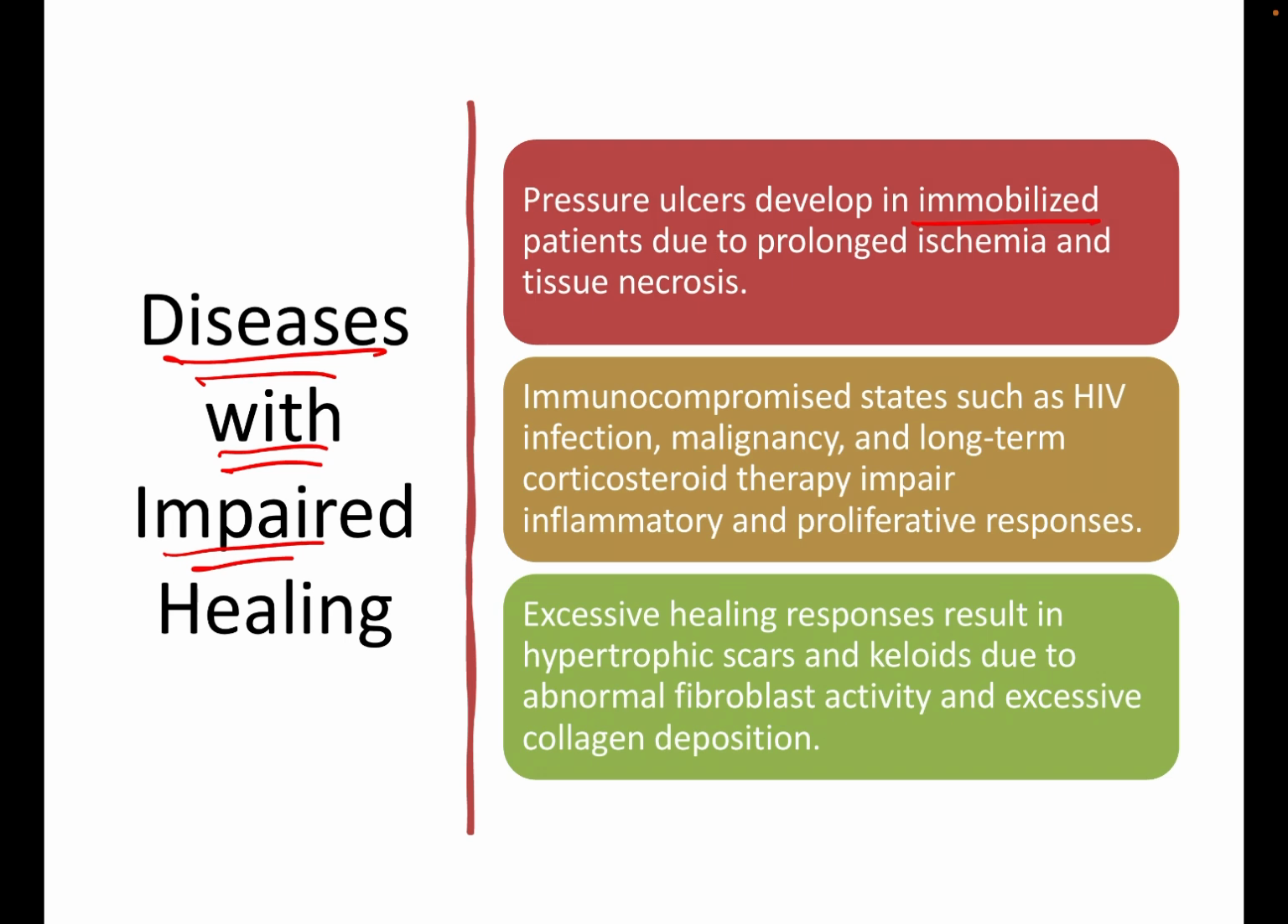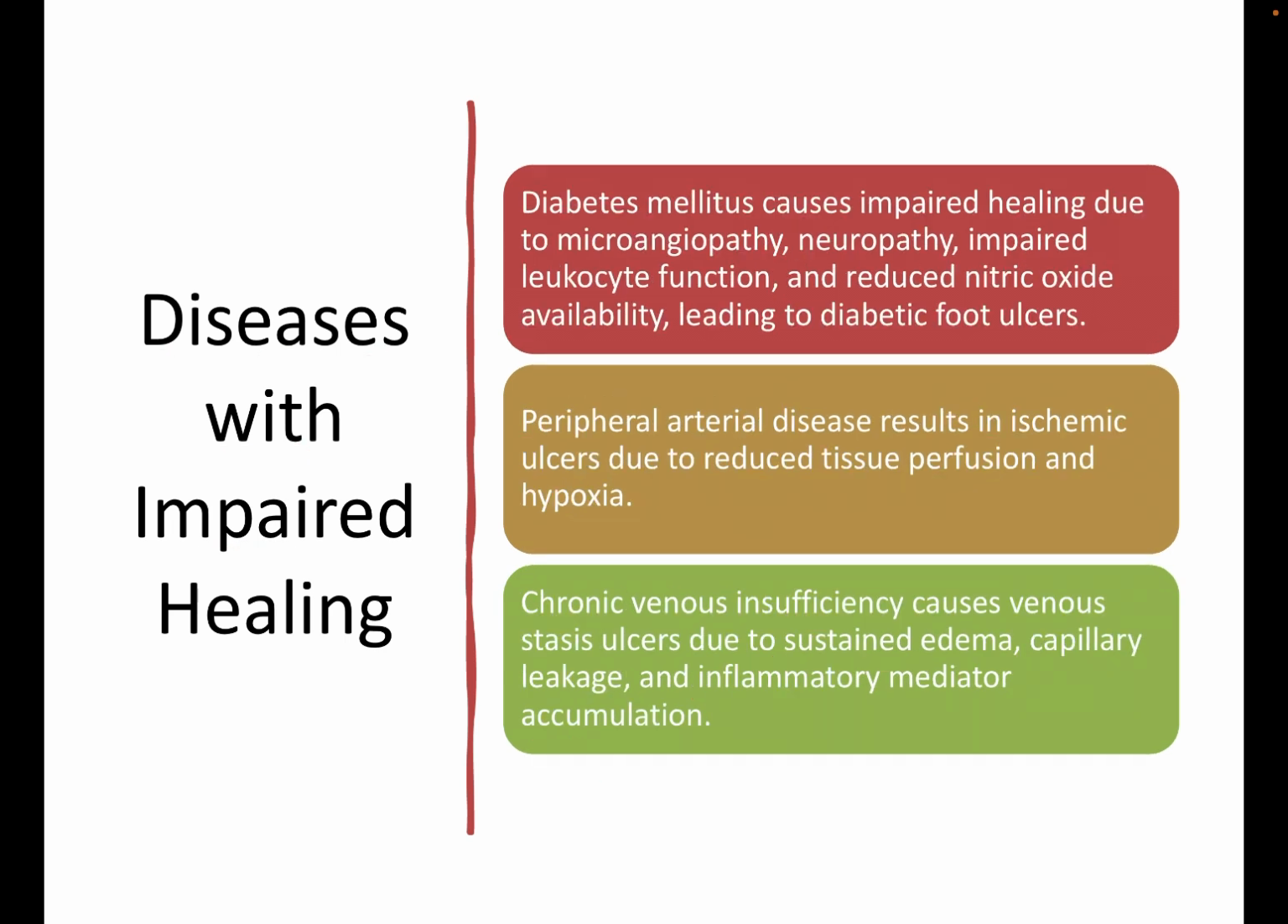Diseases with impaired healing. Pressure ulcers develop in immobilized patients due to prolonged ischemia and tissue necrosis. Immunocompromised states such as HIV infection, malignancy and long-term corticosteroid therapy cause impaired inflammatory and proliferative response. Excessive healing response results in hypertrophic scars and keloids due to abnormal fibroblast activity and excessive collagen deposition. In diabetes mellitus, impaired healing is due to microangiopathy, neuropathy, impaired leukocyte function and reduced nitric oxide availability, leading to diabetic foot ulcer. Peripheral arterial disease results in ischemic ulcers due to reduced tissue perfusion and hypoxia. Chronic venous insufficiency causes venous ulcers due to sustained edema, capillary leakage and inflammatory mediator accumulation.